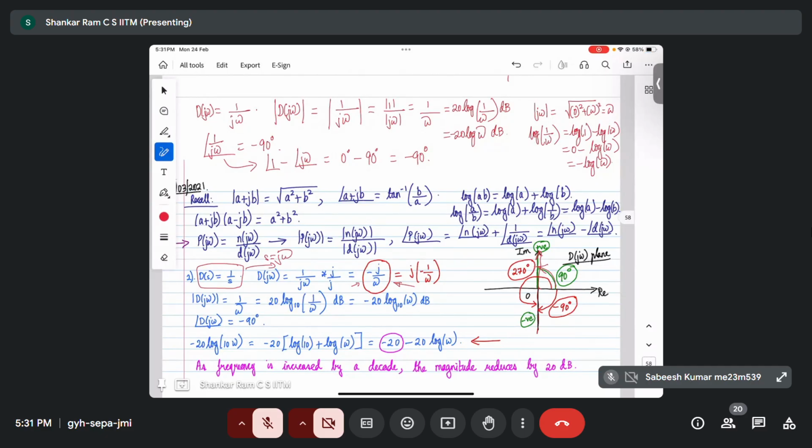Sir, the reason why we are using the 20 log scale is because of that power relationship with respect to signal. Yeah, exactly. So what happens is, why are we using the decibel measure?